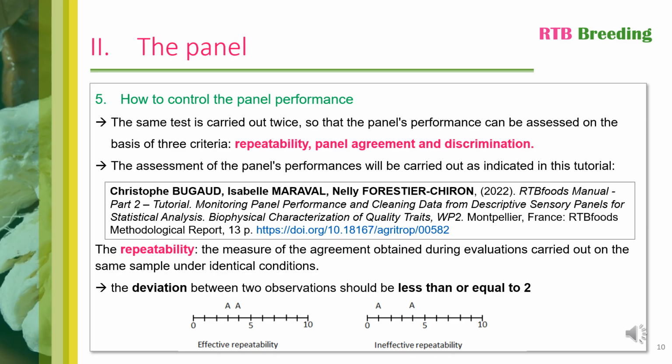The repeatability associated with sensory analysis is defined as a measure of the agreement obtained during evaluations carried out on the same sample under identical conditions. We say that the repeatability is effective if the deviation between 2 observations is less than or equal to 2 on a rating scale of 0 to 10.